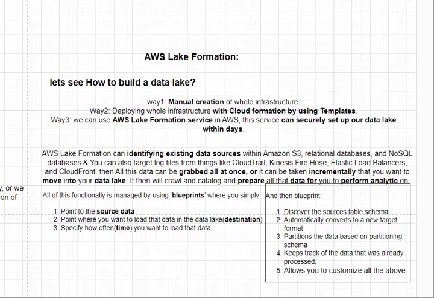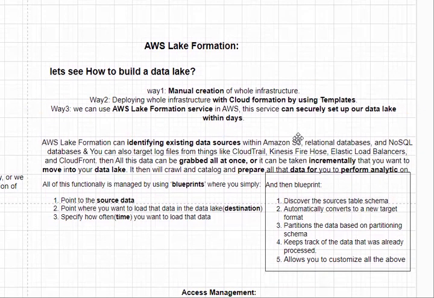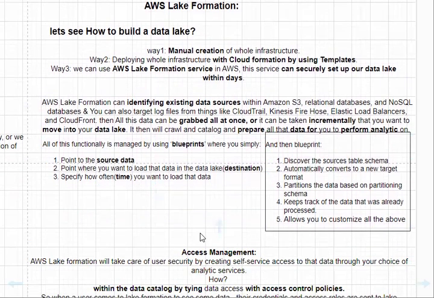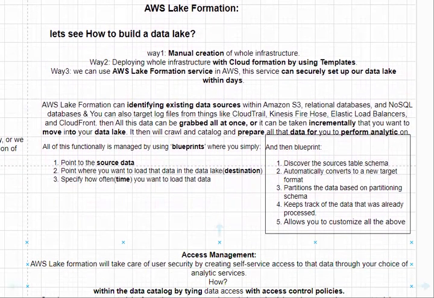So how you can provide the access management is basically you create access policies within data catalogs, and you can tie those access policies to your data catalog. By using those access policies, the users present in those policies can access that data catalog. So it manages your access within the data catalog, by tying data access with access control policies.